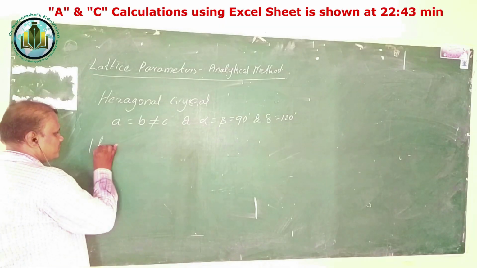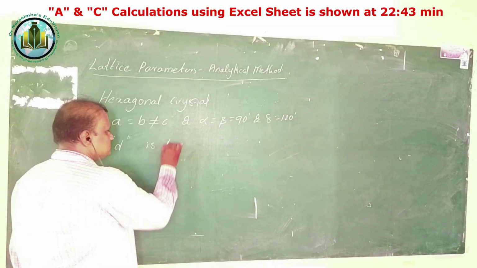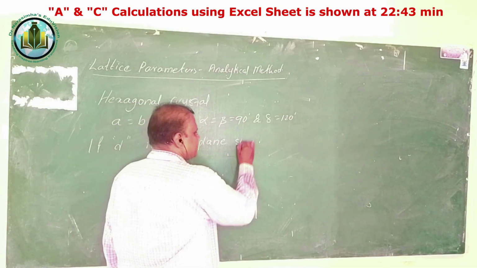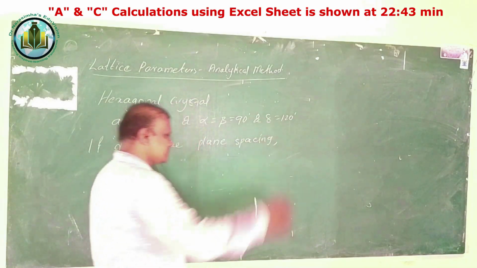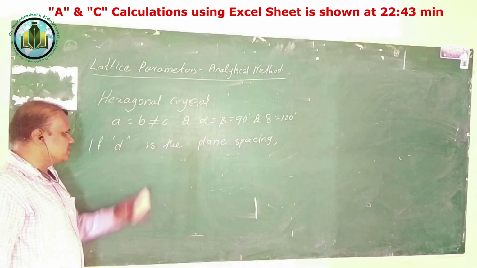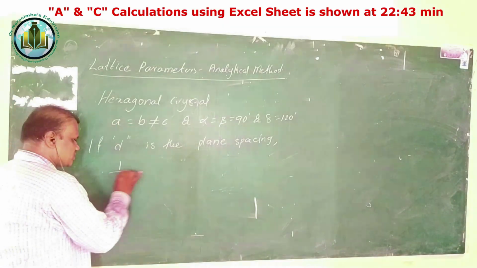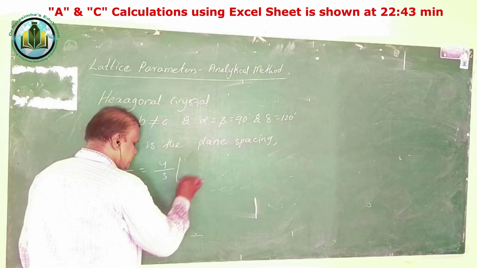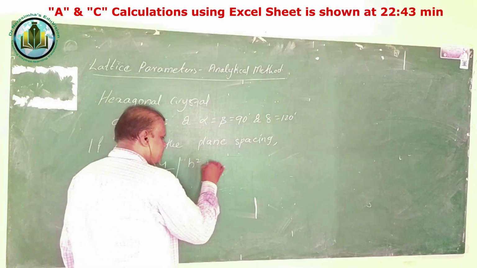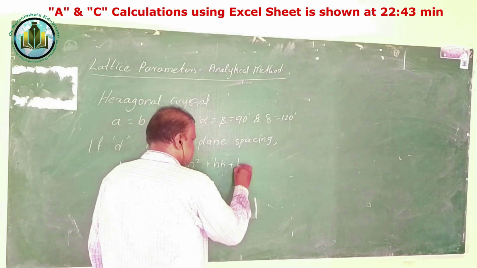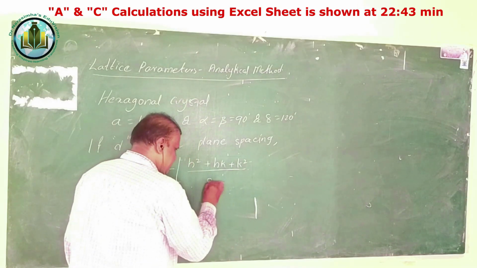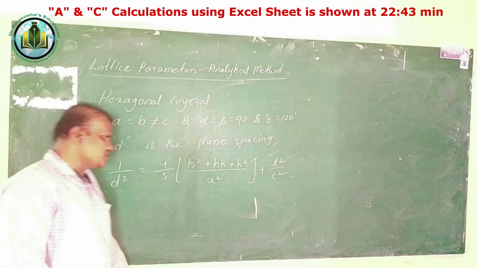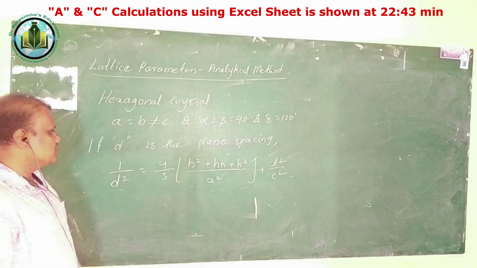So if d is the plane spacing, because a crystal can be treated as a set of parallel planes, the distance between the parallel planes is d. In the case of the hexagonal crystal structure, this d value is given by 1 by d square equals 4 by 3 into (h square plus hk plus k square) divided by a square, plus l square by c square. This is the value for d in the case of a hexagonal crystal structure.